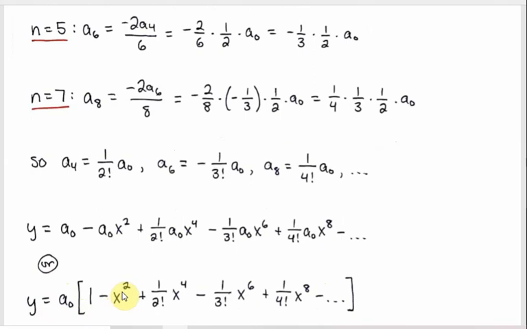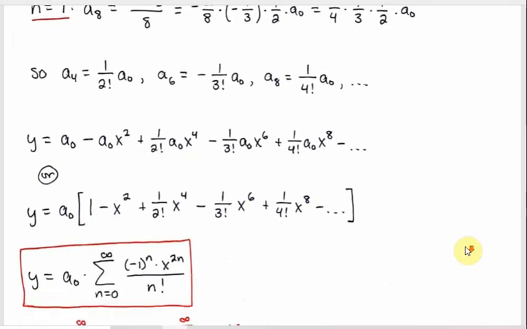1 minus x squared plus 1 over 2 factorial x to the 4th minus 1 over 3 factorial x to the 6th and so forth. I guess you could argue this one is 1 over 1 factorial right there, and I just didn't write it in. And then this 1 is 1 over 0 factorial. If you want to take it to that extreme and write it that way, you could.